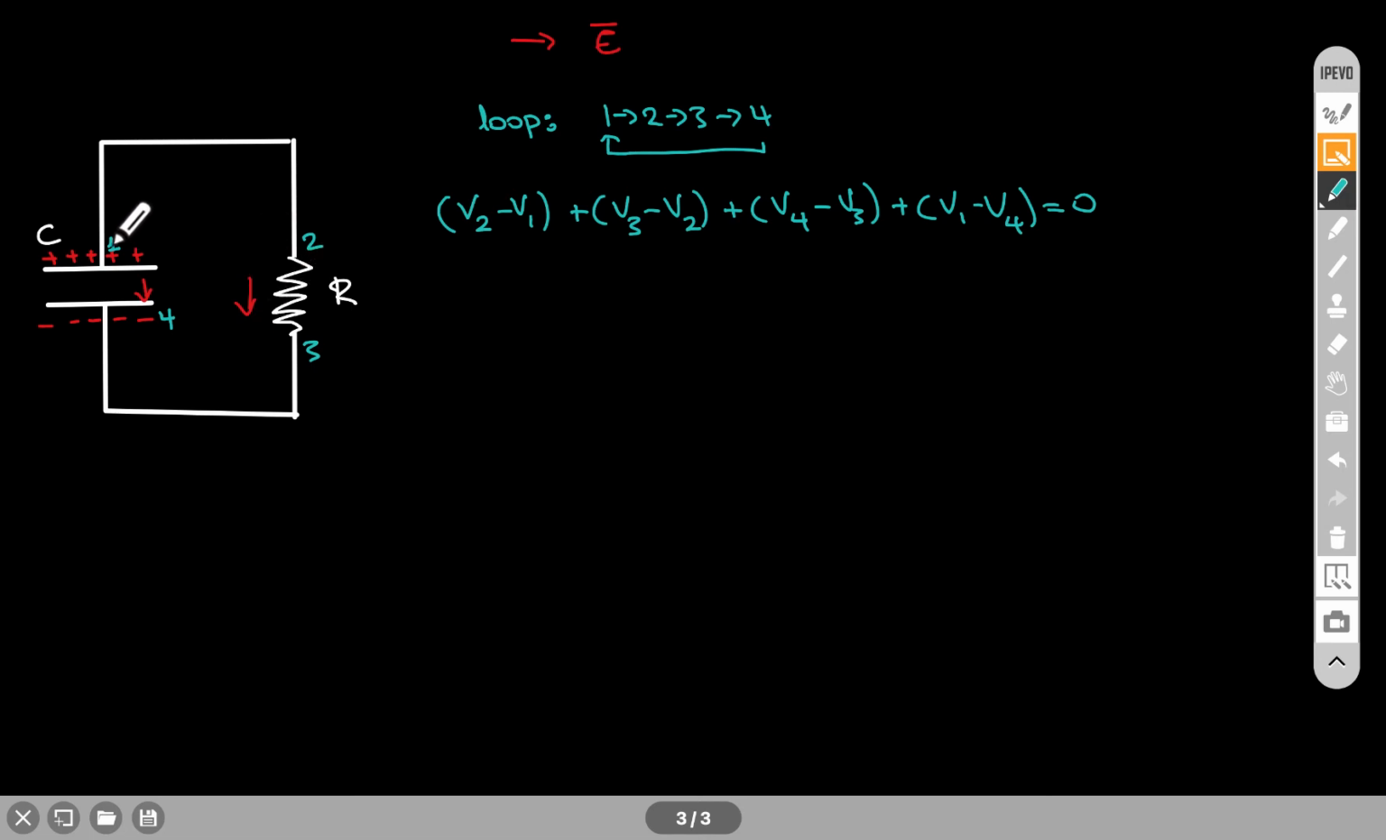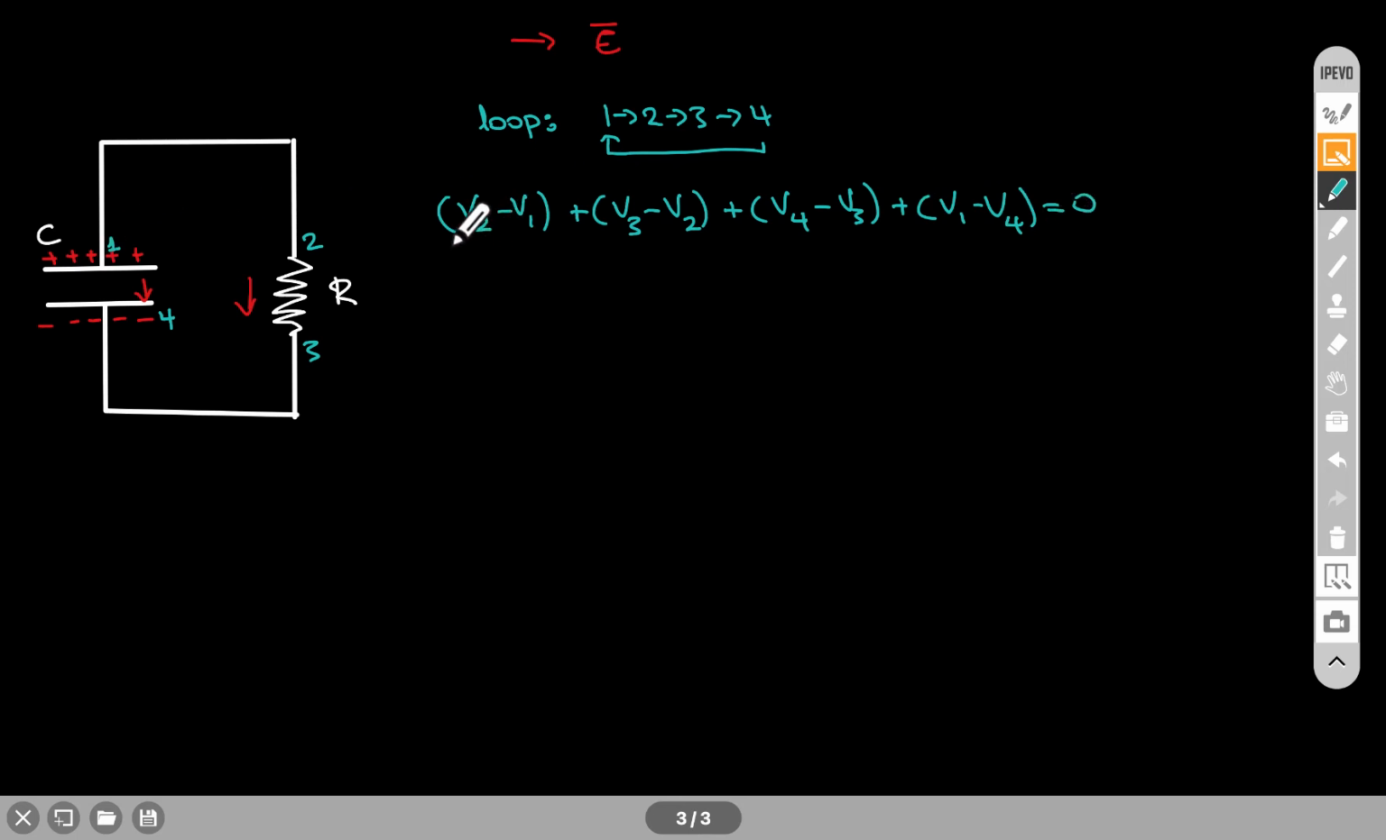I'm also indicating with numbers 1, 2, 3, 4 some points along the circuit so that I can define the loop. When I apply Kirchhoff's loop rule, I start from 1 and I move clockwise around the circuit and then I come back to point 1. So I have the sum of all the potential differences that should give me 0 at the end.